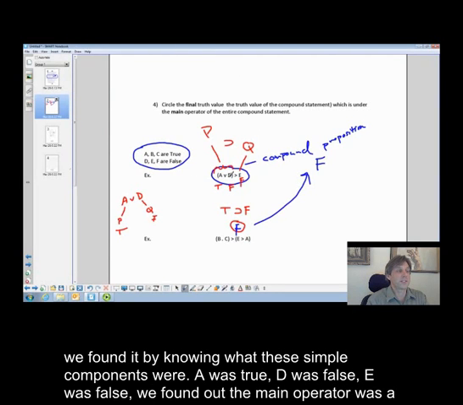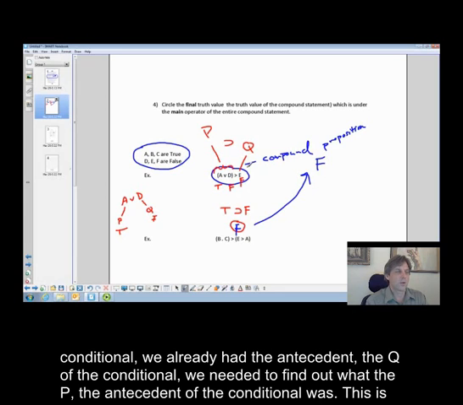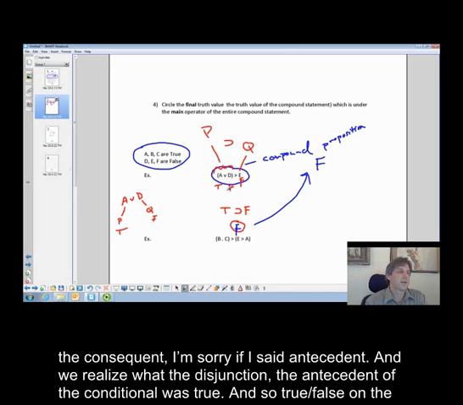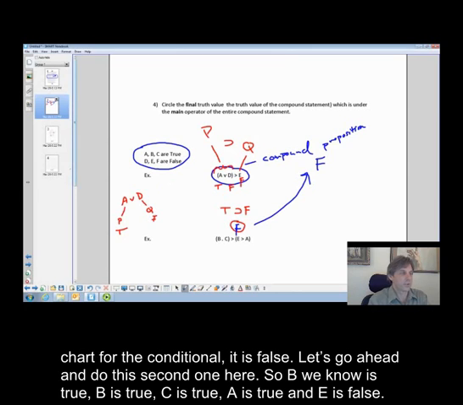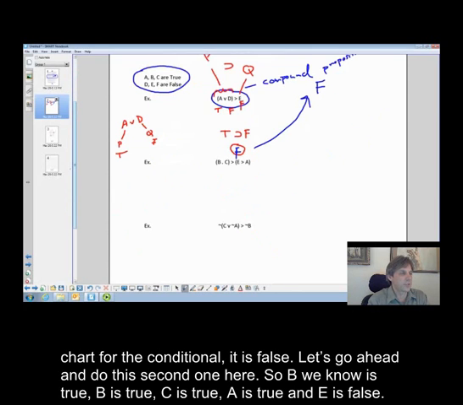So you see, we know that this whole compound proposition's truth value is false, but we found it by knowing what these simple components were. A was true, D was false, E was false. We found out the main operator was a conditional. We already had the consequent, the Q of the conditional. We needed to find out what the antecedent of the conditional was. This is the consequent. I'm sorry if I said antecedent. And we realized with the disjunction, the antecedent of the conditional was true. And so true, false on the chart for the conditional, it is false. Okay, let's go ahead and do this second one here. Okay, so B we know is true.